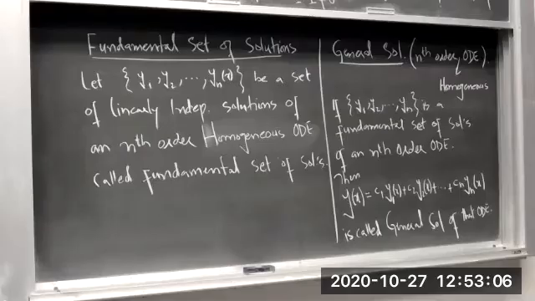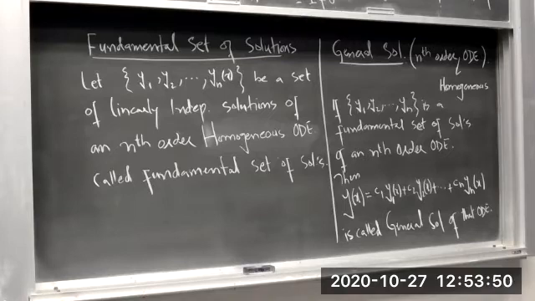Example. We are given this differential equation y double dash minus y dash minus 12y equal to 0. And we are also given y1 of x is e raised to the power minus 3x and y2 of x is e raised to the power 4x. And these functions are defined on R, which means minus infinity to plus infinity. So these are two functions. We need to prove that these two functions form a fundamental set of solutions, and then we have to write the general solution of the given differential equation.